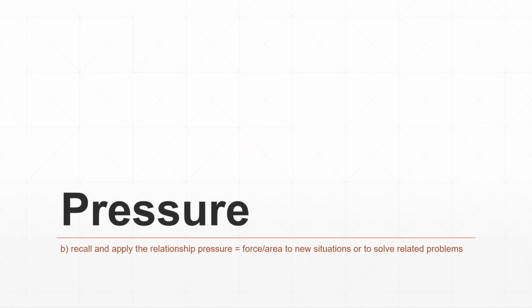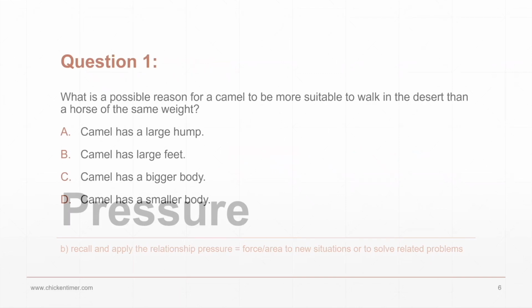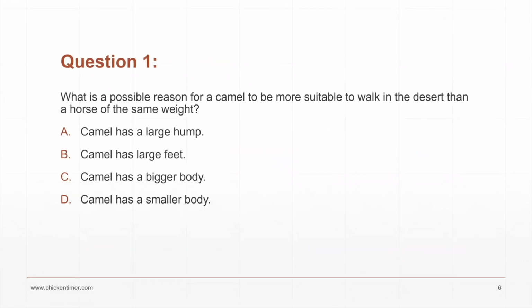So our questions, practices start here. You will choose the answer and then I'll give you an answer later. Then I may elaborate or ask another question based on the MCQ question. Question 1. What is a possible reason for camel to be more suitable to walk in a desert than a horse of the same weight?